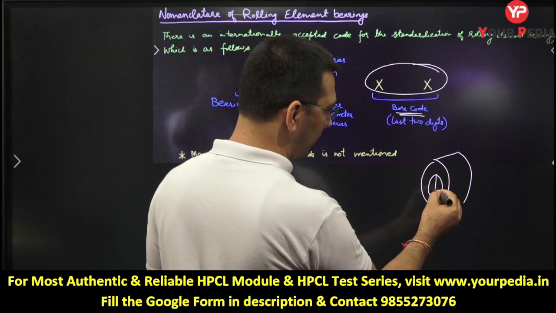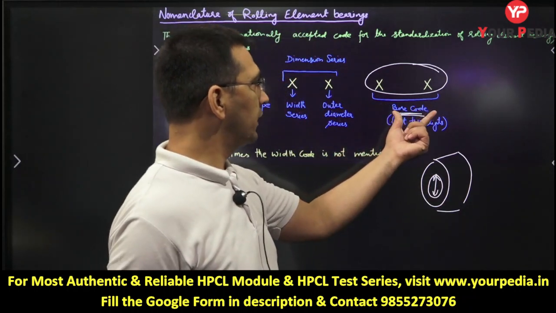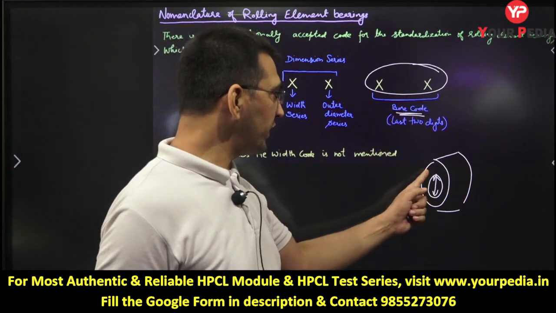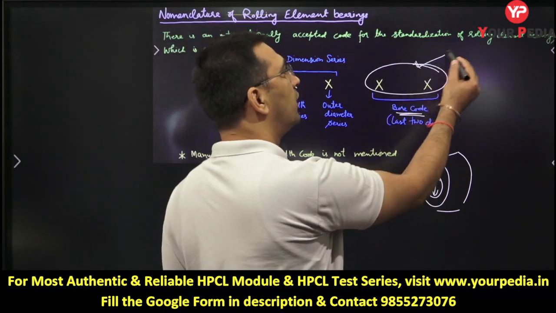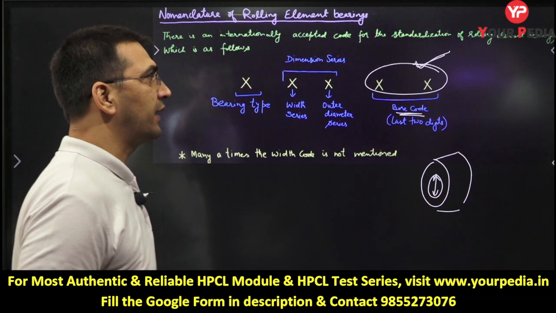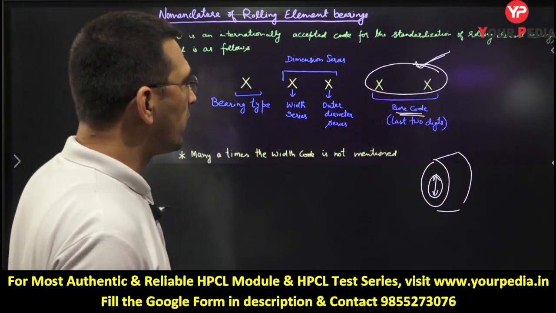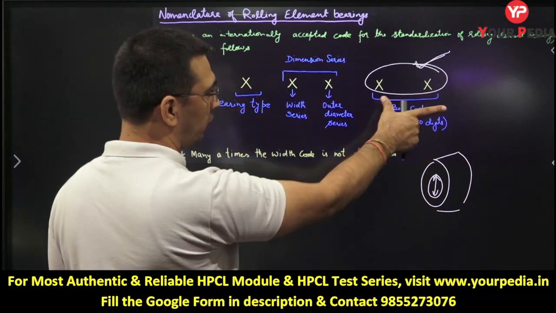So you are having this, to ye jo inner diameter hai bearing ka, ye kitna hai? Bore, usko bolte hai, hole ko bhi bolte hai bore. To usko bore code, ki to specify the inner diameter, what is the code you have used? So that will be specified by these two digits at the end. That means last two digits, whatever the number is, whatever the nomenclature is.